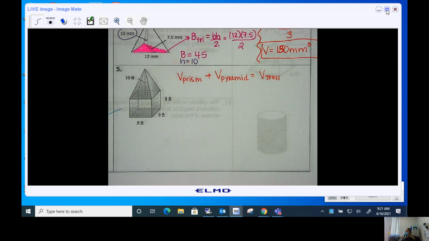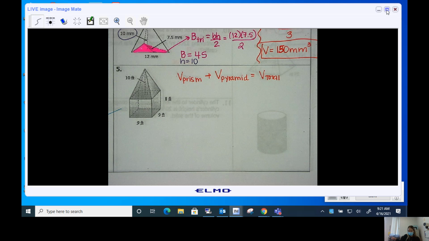Length times width times height. Good. So if you look at that box at the bottom, what's the length, width, and height? 9, 9, and 8. Good. So what did you get as your volume of the prism? Did you get 648? Good.